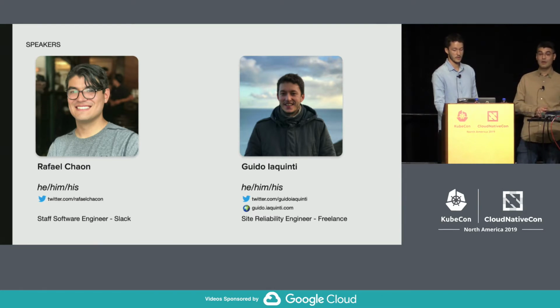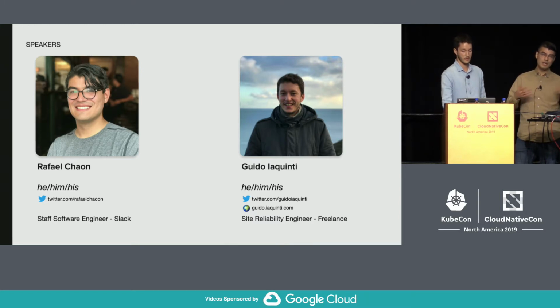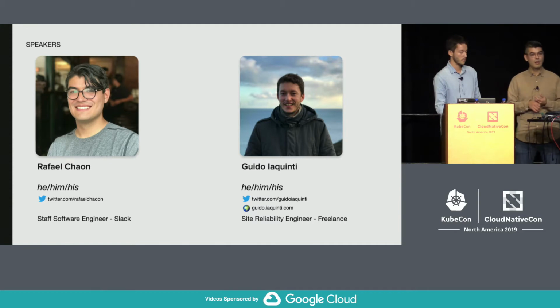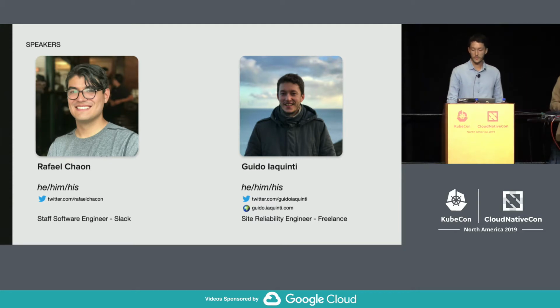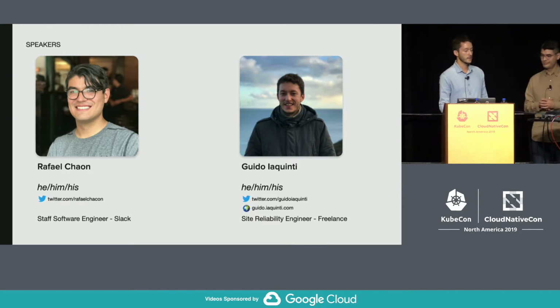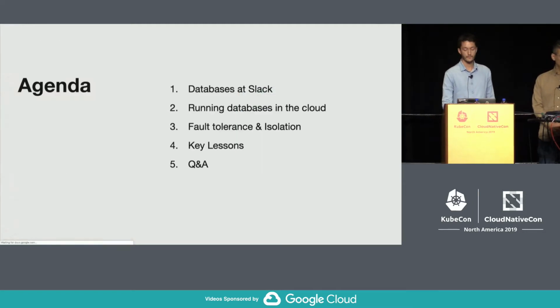My name is Rafael Chacon. I'm an infrastructure engineer at Slack, and I've been part of the team that took Vitess from a prototype to now being our main data store in production. As part of that, I also made a big amount of contributions to the Vitess open source project, and now I'm a maintainer there. And now, my name is Guido Iaquinti, and I work as a site reliability engineer. Previously, I was one of the first SREs at Slack, where I designed and built the first implementation of Vitess. I'm now working for them again as a freelancer for some special project.